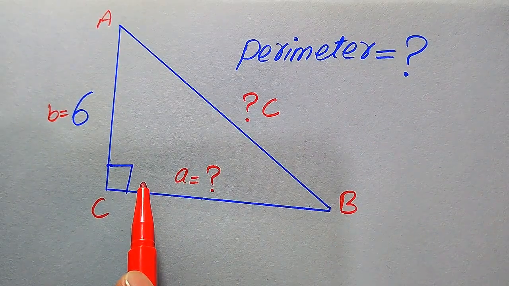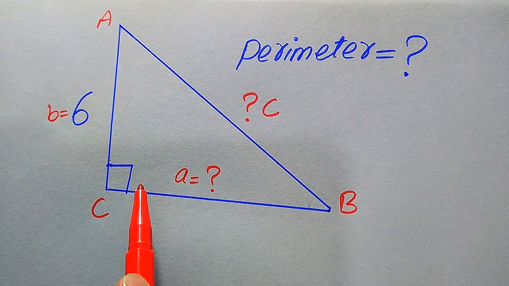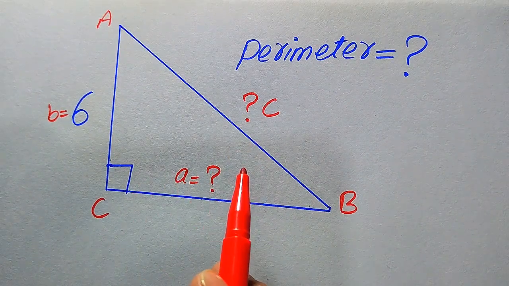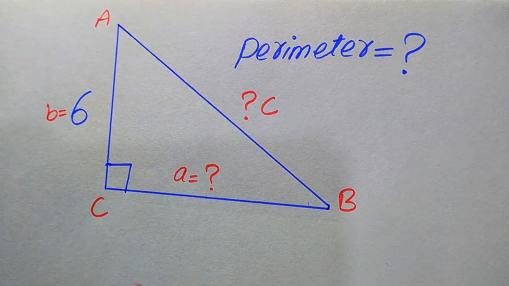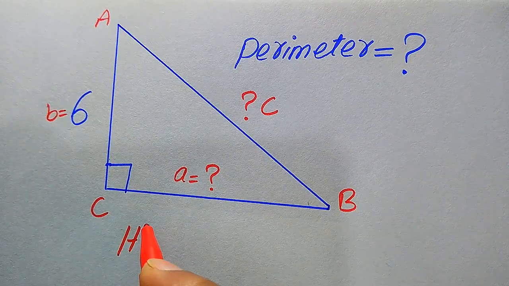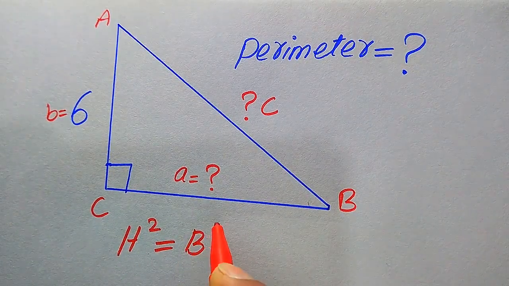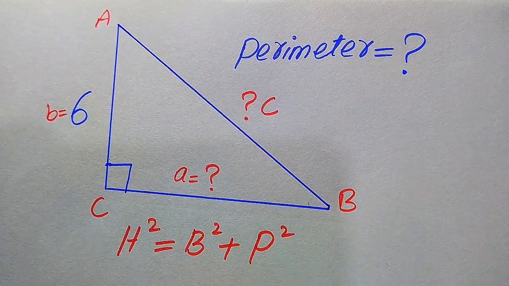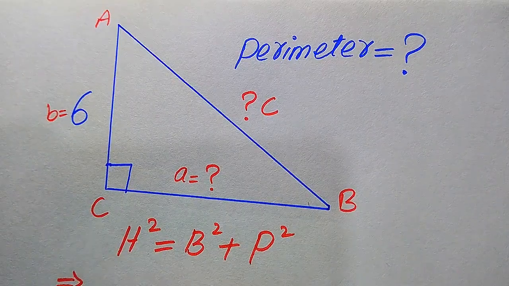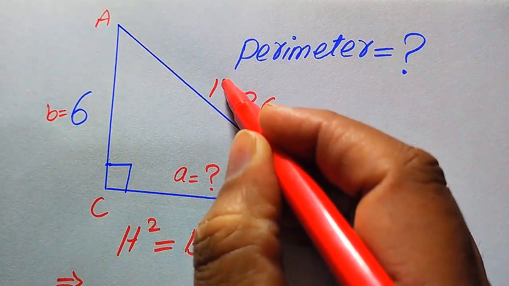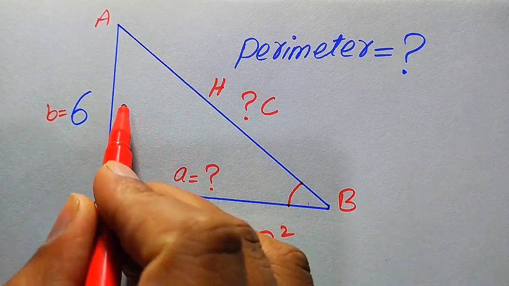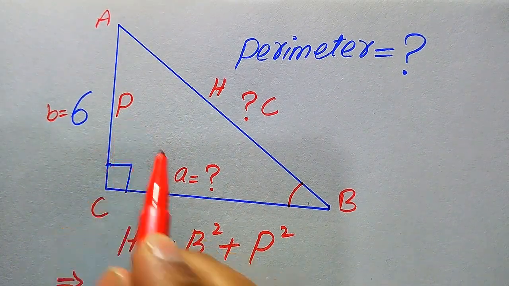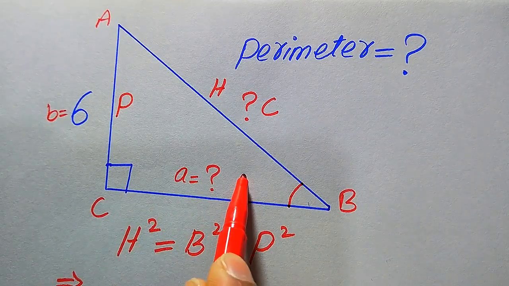So you know that this is a right triangle, and in a right triangle the Pythagoras theorem holds. We find the length of the other two sides with the help of the Pythagoras theorem, which is stated as hypotenuse square equals base square plus perpendicular square. Here this side is the hypotenuse, and this is any other angle. The side opposite to this angle is called the perpendicular, and the line which joins these two angles is called the base.